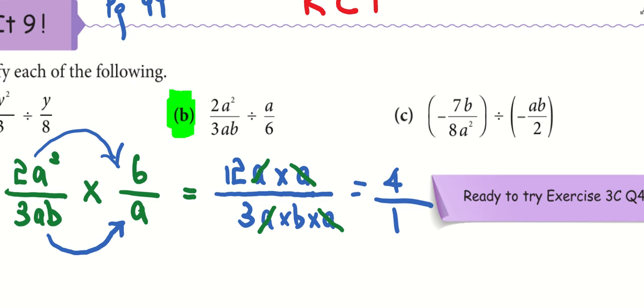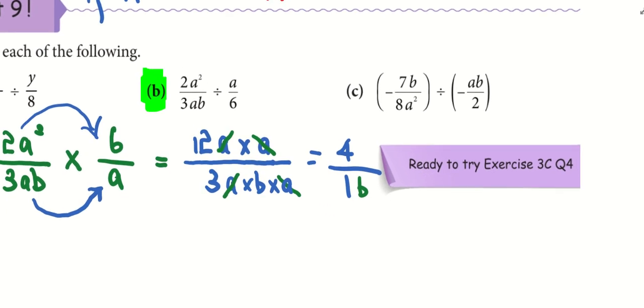Okay, any letter left on top? Any other letter left on top? So on top, do we need to write any letter? No need. But at the bottom, there's a letter B. Okay, if you get to this step, nothing wrong. But there is a better way. Remember, what is the better way?